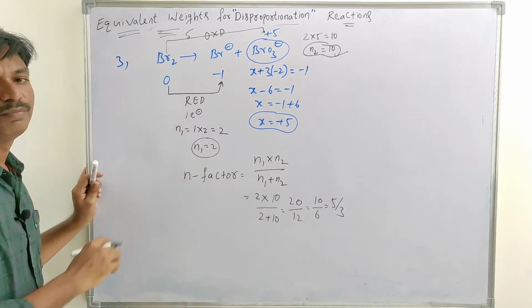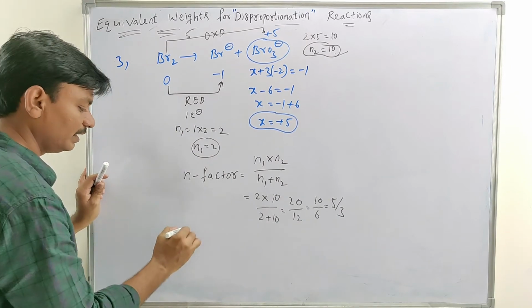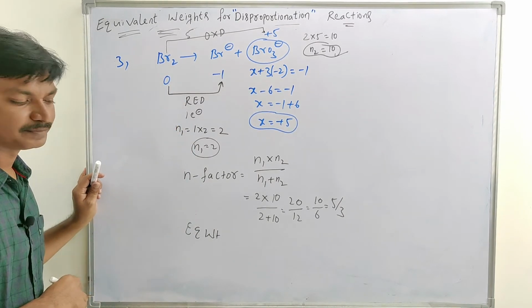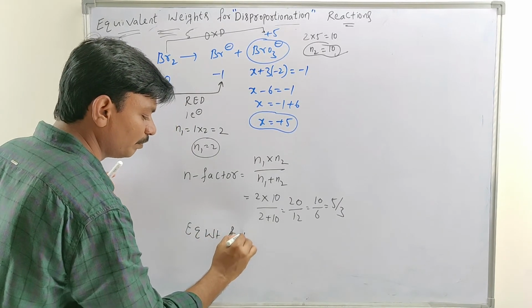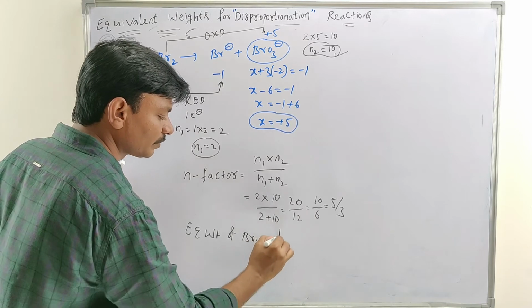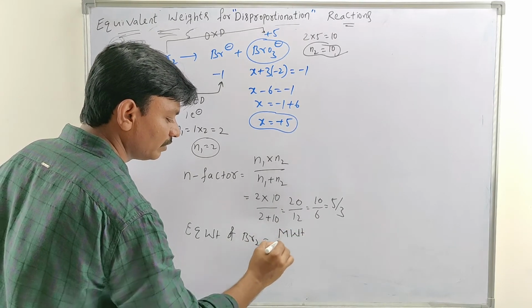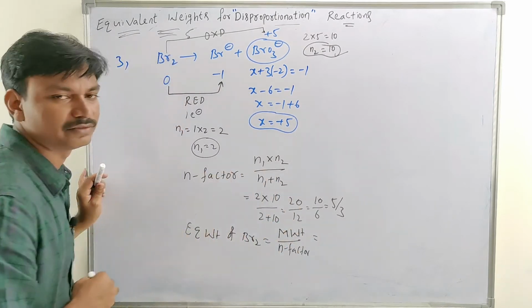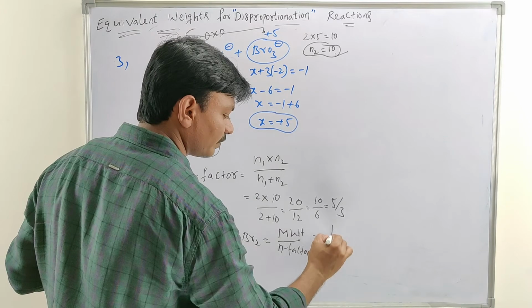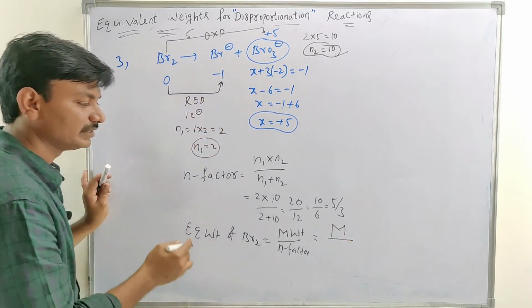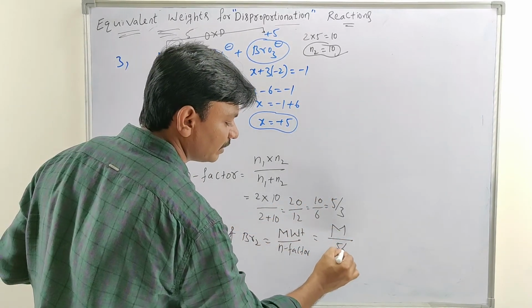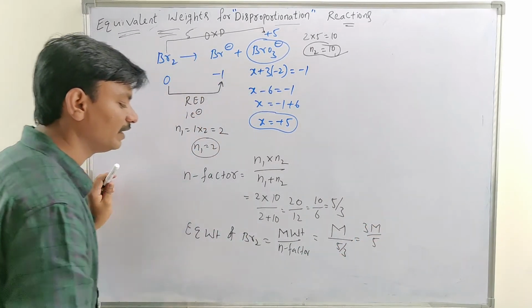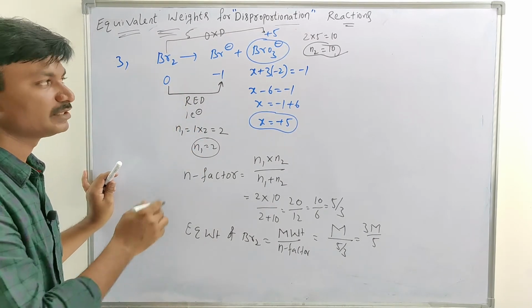That is the N factor value of the Br2 molecule. Clear? What is the equivalent weight of Br2 in the disproportionation reaction? The equivalent weight of the Br2 molecule equals the molecular weight of Br2 divided by the N factor value of Br2. If the molecular weight of Br2 is M, then with N factor 5 by 3, 3M by 5 is the equivalent weight of Br2 for this disproportionation reaction.